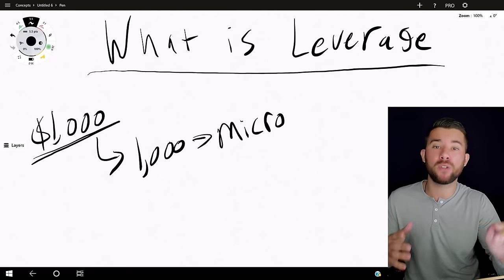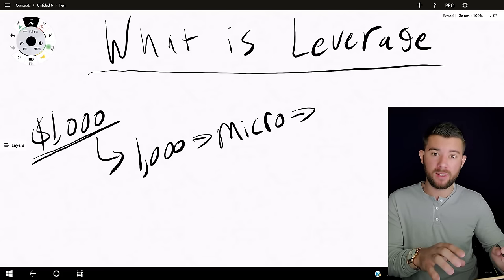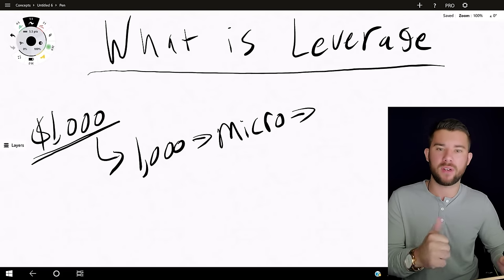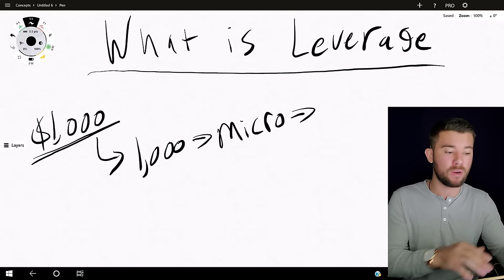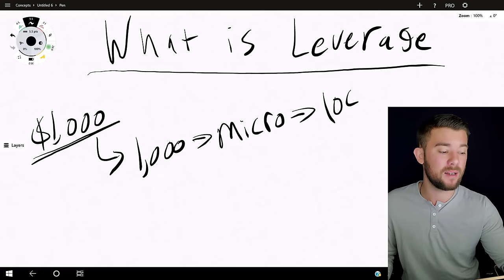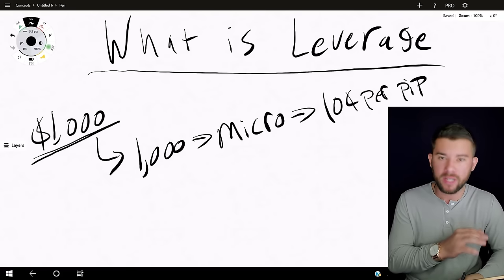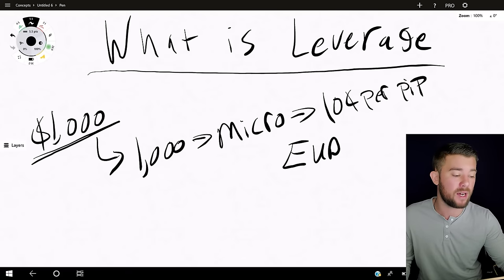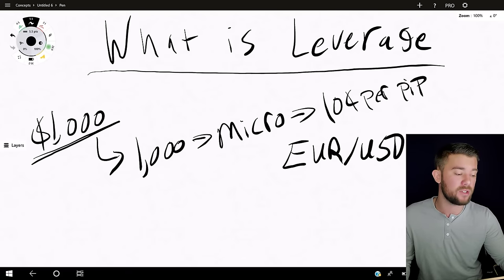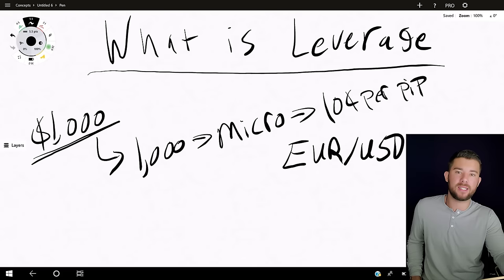One micro lot on most pairs determines the value of a pip for your position. Stay with me. If you haven't studied lot sizes and stuff, we have another video on that that you've probably just watched, hopefully. This 1,000 unit micro lot is worth 10 cents per pip. Okay, so if you have a $1,000 account, that means you can trade at maximum, if you are all in on a trade, 1,000 units of a currency. Let's say you have 1,000 units of the euro dollar, and you say, cool, I have 1,000 units. This micro lot means that every pip the euro dollar moves is 10 cents per pip.